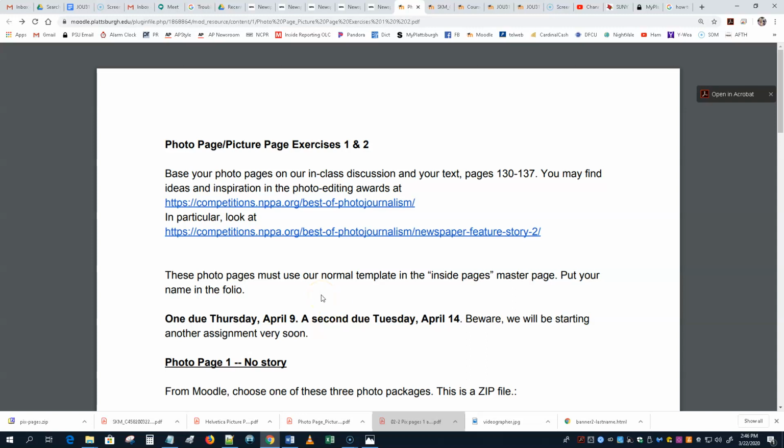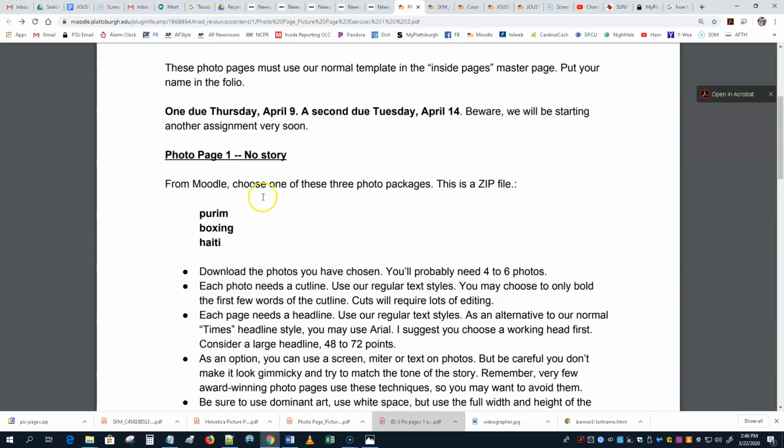We're going to have the Helvetica one. I'm going to take all those Helvetica photos. Well, I'll tell you that when we get to that other assignment. So first of all, photo page 1 has no story, just captions. All right, and I give you 3 topics to choose from.